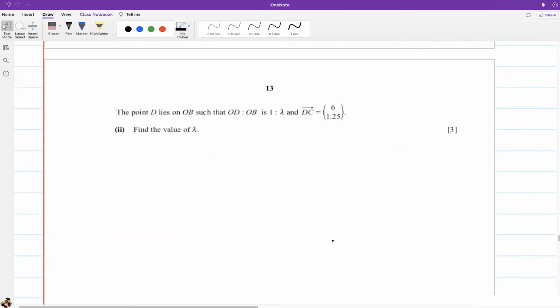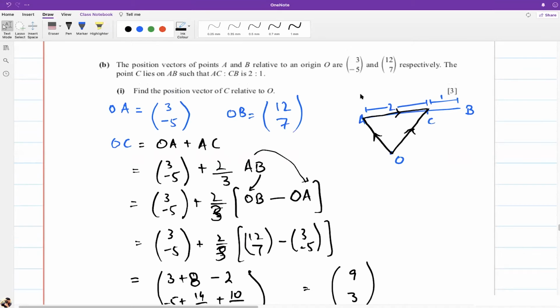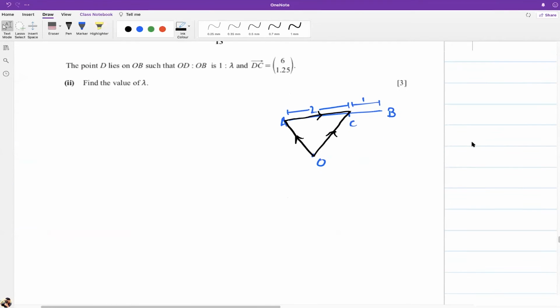Now they're saying point D lies on OB. So if we look at the same diagram here, I'll just copy this one. Point D lies on OB. So if we connect O to B, then there's a point D somewhere there. Let's suppose we put D here. D to C, this vector is (6, 1.25), and we don't know the relation between OB and OD, except we know that the ratio is 1 to lambda.